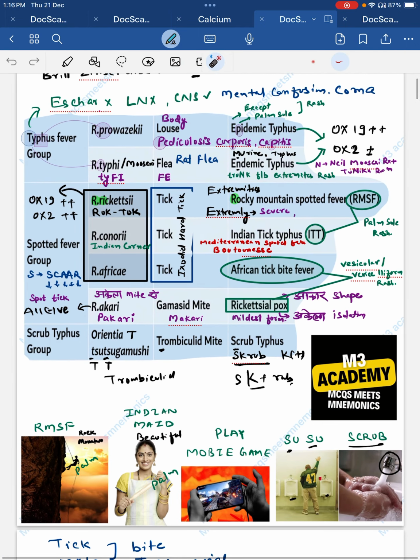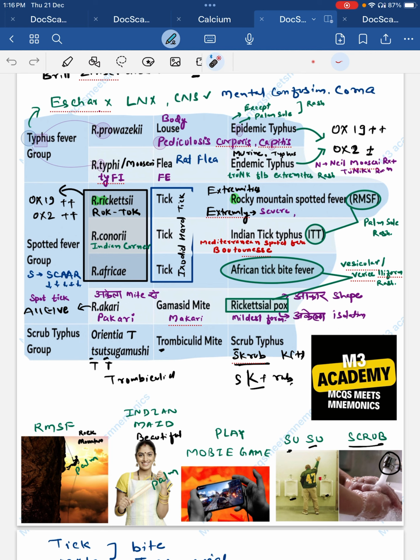Now in both cases, Rocky Mountain spotted fever and Indian tick typhus, palm and sole are involved. So how can you remember? The person uses palm and sole for climbing the rock, and the maid uses palm and sole for housework, kitchen work, household work. So palm and sole are involved.